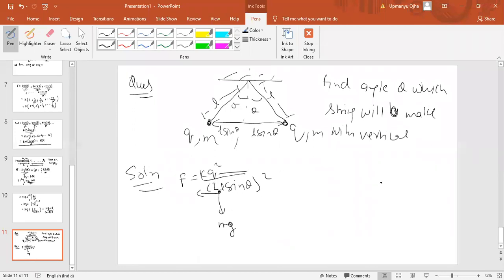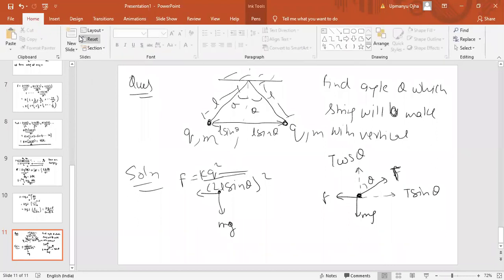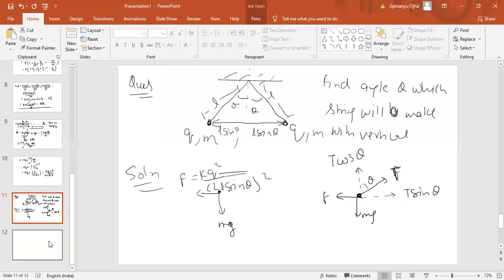Okay, now we have one more force here, the tension T. This is your mg which is acting downward, and the electrostatic force which is acting on this side. That tension T will have two components. One will be balancing the weight mg, the other will be balancing the electrostatic force. So if this is theta, this should again be theta. So this would be T cos theta and this would be T sine theta. If we balance the forces along the x and y axis, then we get what?